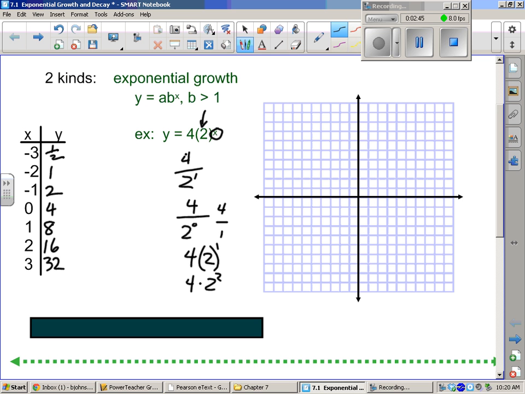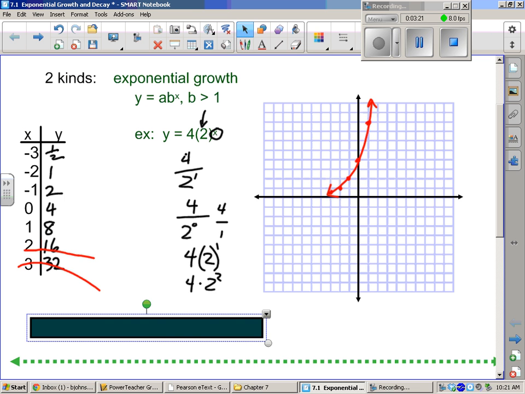And I bet these are a little too big for your graph. Yep, so we'll just go with the other ones. We've got to know the general shape. So negative 3, 1/2 is about here. Negative 2, 1 is here. Negative 1, 2. 0, 4. 1, 8. Wow, that increases really quickly. So our graph is going to look like that. Then make sure we put arrows on both sides to show that it goes in both directions forever.